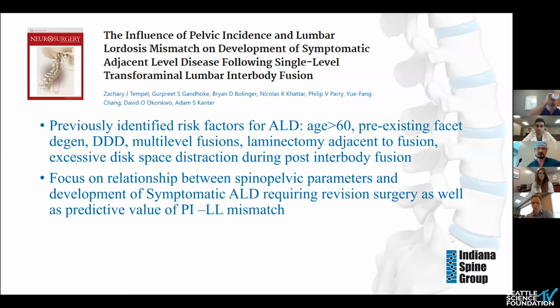In their introduction, they mention previously identified risk factors for adjacent level disease, such as age greater than 60, pre-existing degenerative disc disease, multi-level fusions, and laminectomies adjacent to the fusion, as well as excessive disc space distraction during the interbody fusion. In this paper, they aim to focus on the relationship between spinopelvic parameters and the development of symptomatic adjacent level disease requiring revision surgery, as well as the predictive value of PI-LL mismatch.